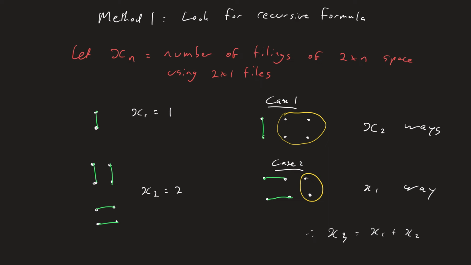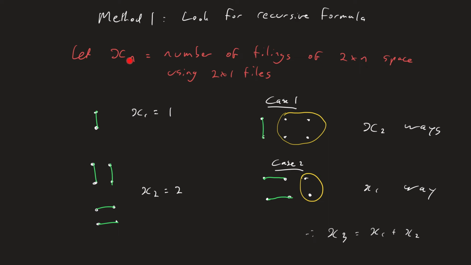So we let x subscript n denote the number of tilings of a 2x n space using 2x1 tiles. If little n equals 1, then we have a 2x1 space. And so there's exactly one way of tiling a 2x1 space using 2x1 tiles. So x subscript 1 is equal to 1.